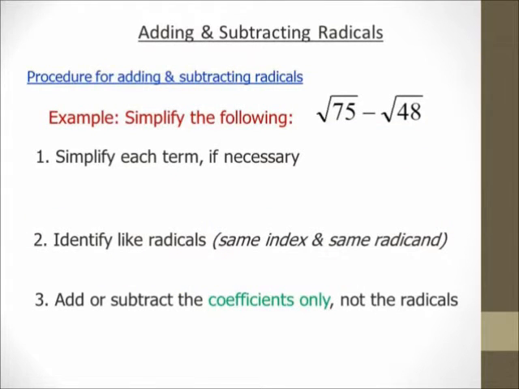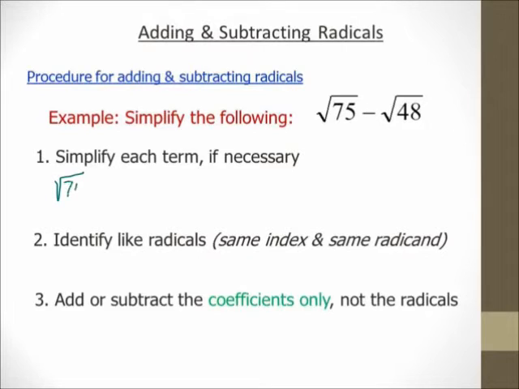We're going to add and subtract radicals. Let's start off with an example like square root of 75 minus square root of 48. Step number one, I want to simplify each term if necessary. I'm going to treat square root of 75 as its own simplifying problem. Same thing with the square root of 48. So let's go ahead and do that.